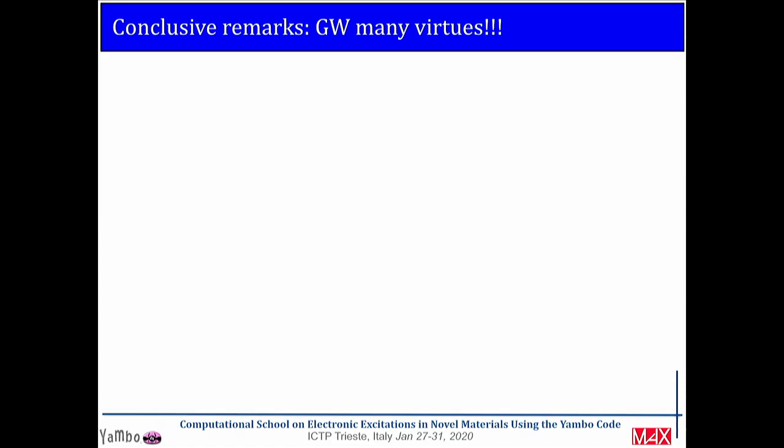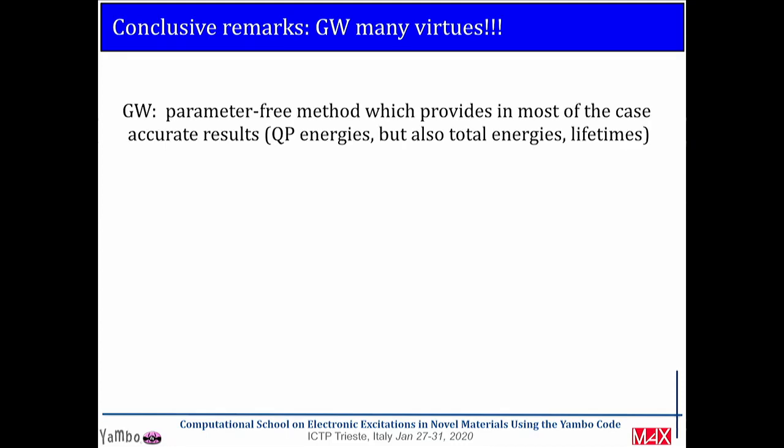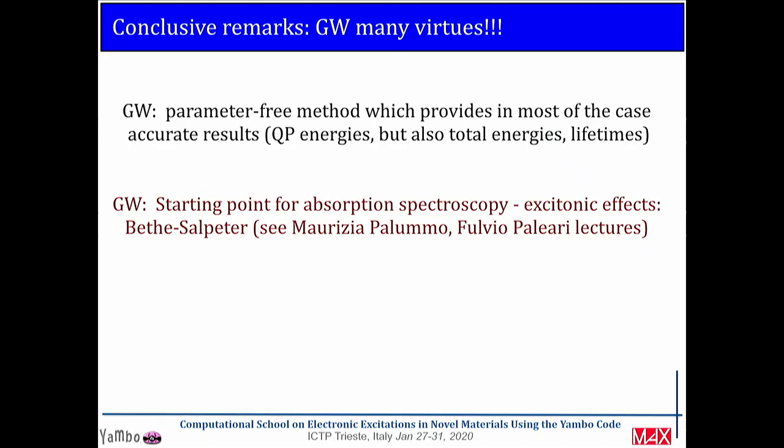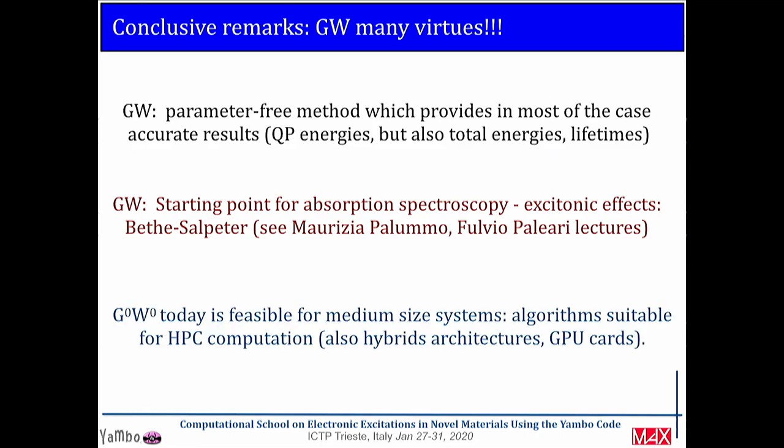So I write some concluding remarks. GW has many virtues. It is a parameter-free method that provides accurate results for quasi-particle energies, also total energy, and also provides information on the lifetime of the excitations. It is the starting point for optical absorption in many-body perturbation theory. As you will see, the quasi-particle energies are ingredients entering in the build-up of the Bethe-Salpeter kernel.